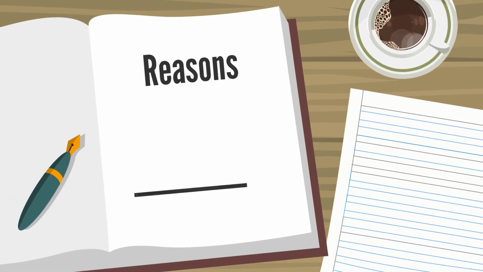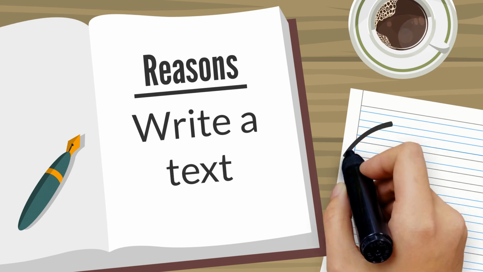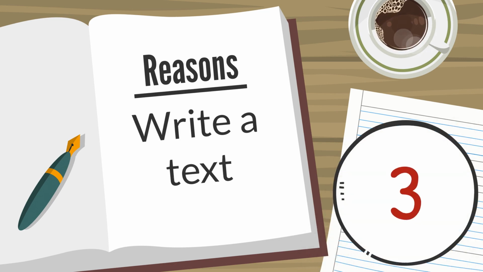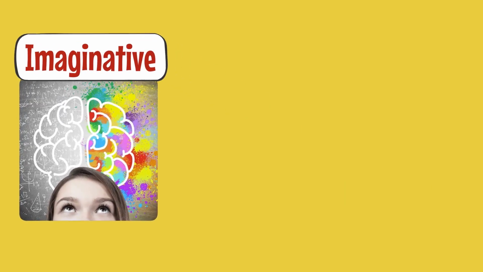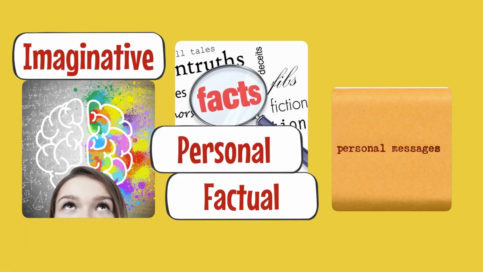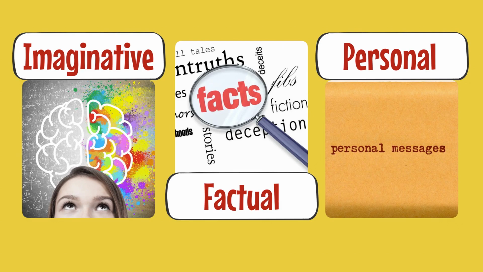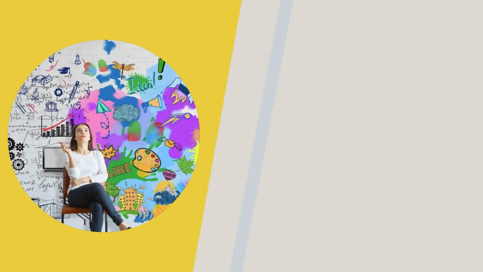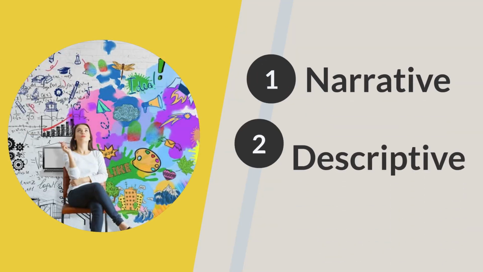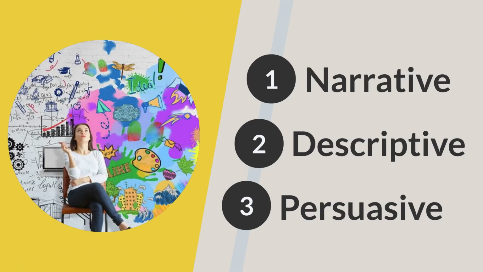There can be many different reasons to write a text. These reasons fall into three main categories: imaginative, factual, or personal. Imaginative text could be narrative, descriptive, or persuasive.